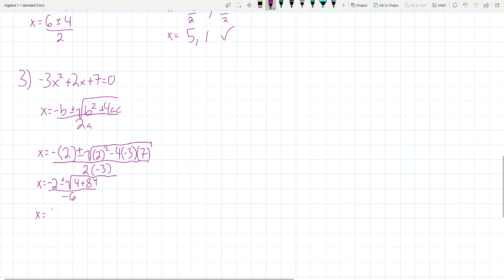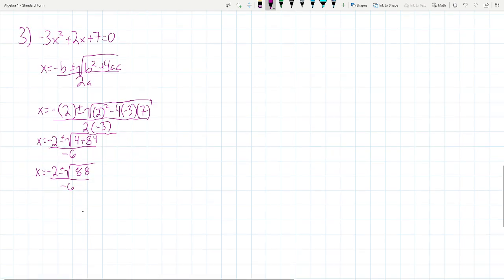So I get x equals negative 2 plus or minus the square root of 88 divided by negative 6. Now, off the top of my head, I can't tell you what the square root of 88 is. And this is where the last lesson comes into play, in that we can ask, what's the square root of 88, or how can we simplify this? Well, the square root of 88 turns into 8 and 11. And 8 is 2 and 4. And 4 is 2 and 2. And now I have everything primed.